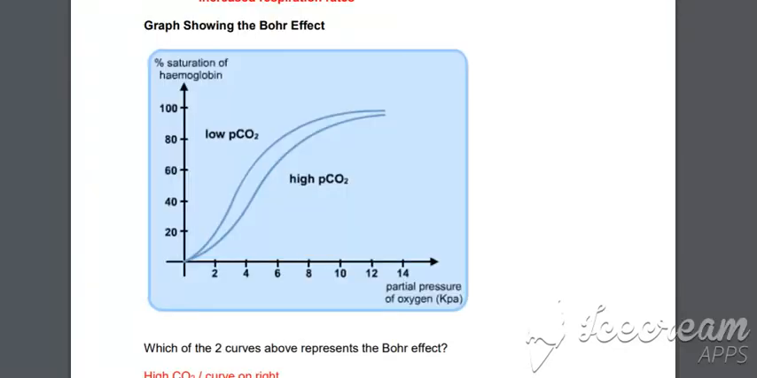So we would expect, once we have plotted our data, we should have the partial pressure along the bottom, the percentage saturation of haemoglobin up to 100, and it should resemble a sigmoid shaped curve. So it should level off around about 100, but we should have plotted the points that we've been given on our table.